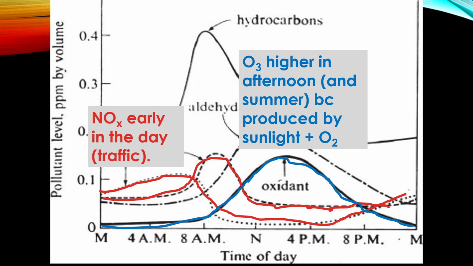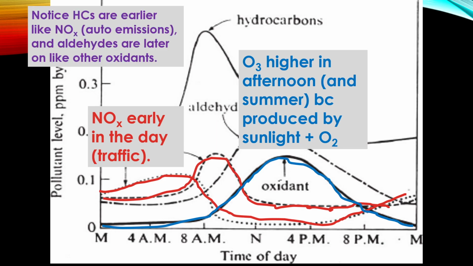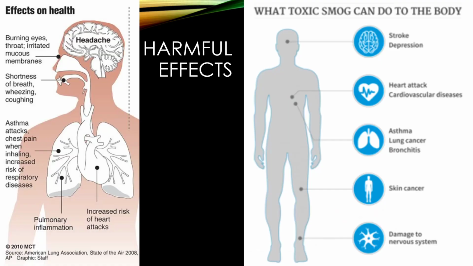The O3 is higher in the afternoon and in the summer because, remember, ozone cannot be produced without the presence of sunlight. And then the hydrocarbons are actually earlier, like the NOx, and aldehydes are later, like other oxidants. So it all comes down to being a primary versus being a secondary pollutant.